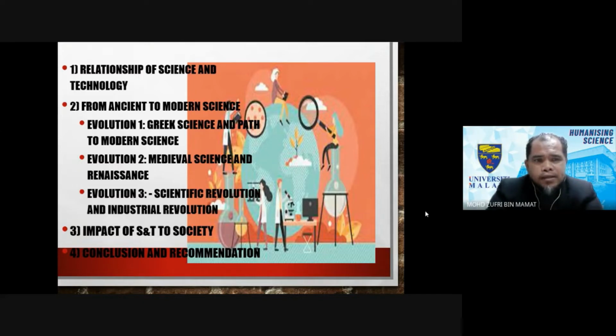technology. The second part is I will explain from ancient to modern science, which consists of evolution one, Greek science and the path to modern science. Evolution two, medieval science and the Renaissance. Evolution three, the scientific revolution and the industrial revolution. And the last content is the impact of science and technology on society, and then I will come to the conclusion and recommendation.